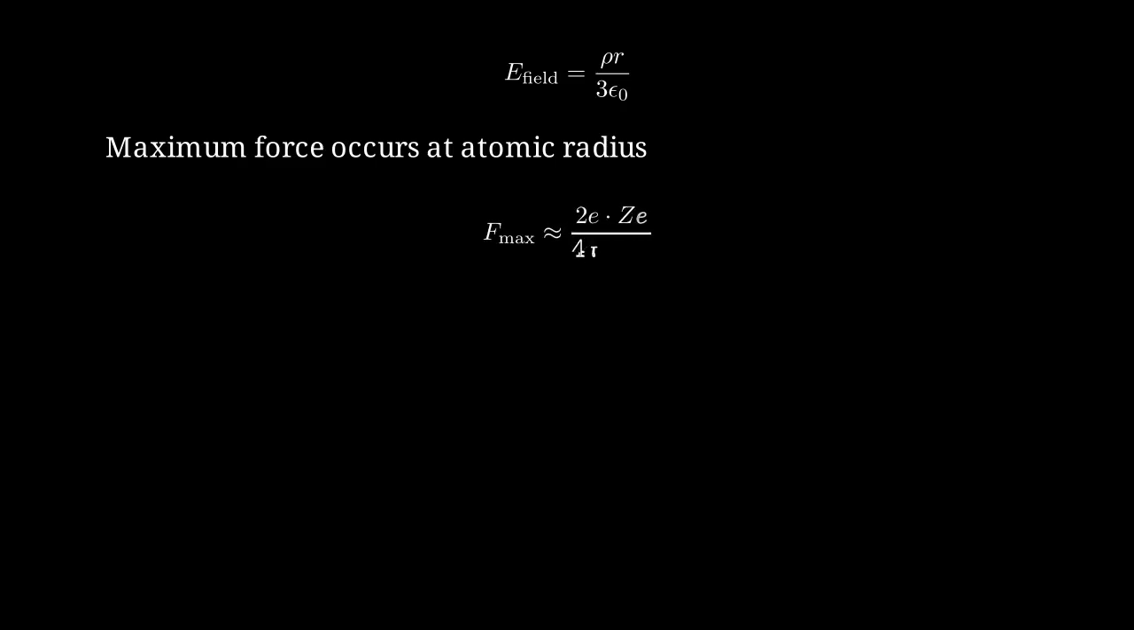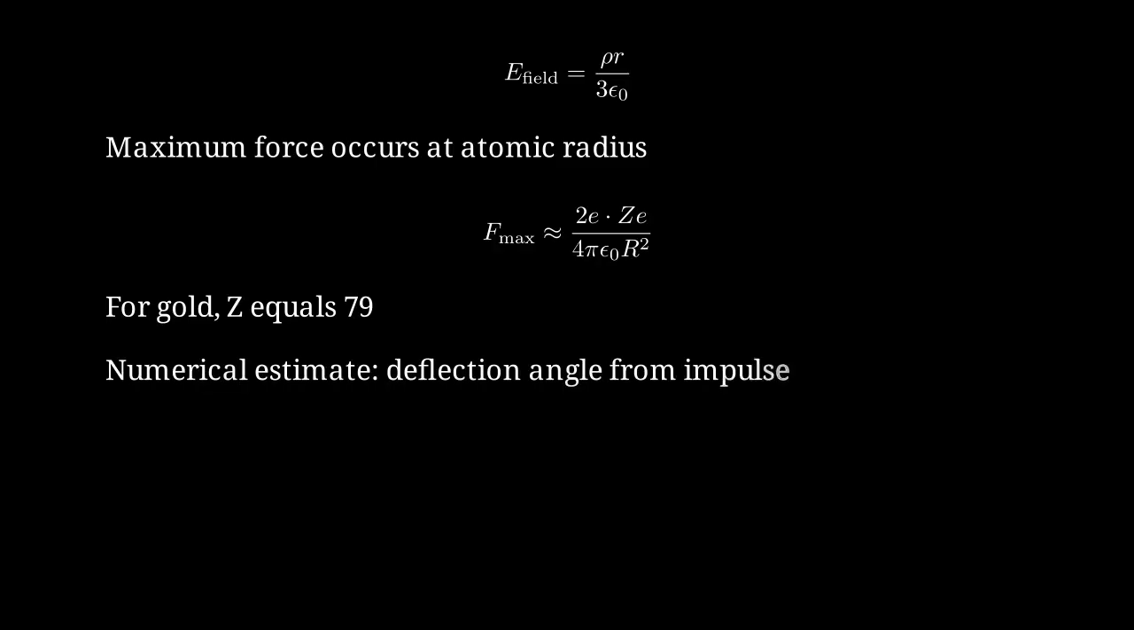The maximum force is approximately 2e times Ze divided by 4 pi epsilon 0 r squared, where Z is atomic number and e is elementary charge. For gold, the atomic number Z equals 79, meaning 79 protons worth of positive charge. We can estimate the deflection angle by calculating the transverse momentum impulse as the alpha particle passes through. The transverse momentum change equals the integral of perpendicular force over time, approximately average force times 2r over v, where v is the alpha particle's speed.